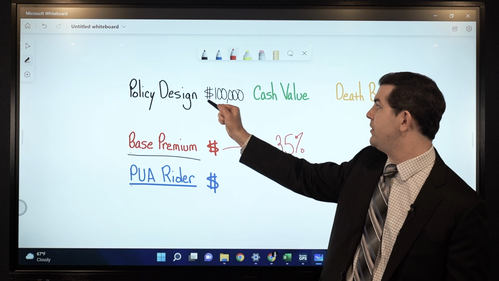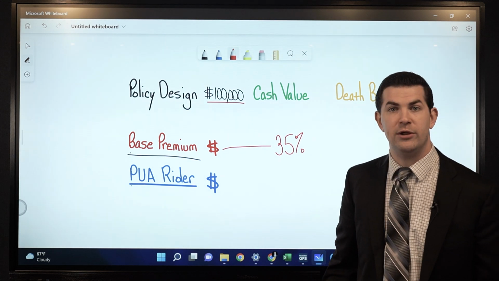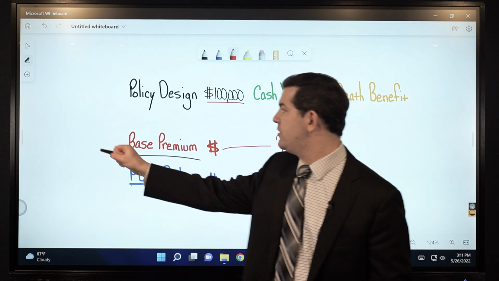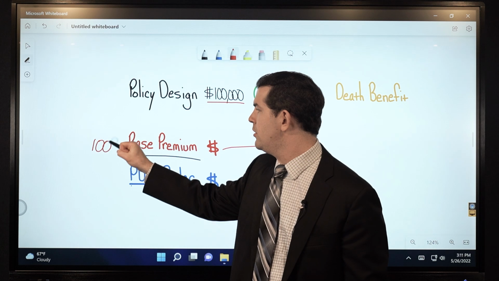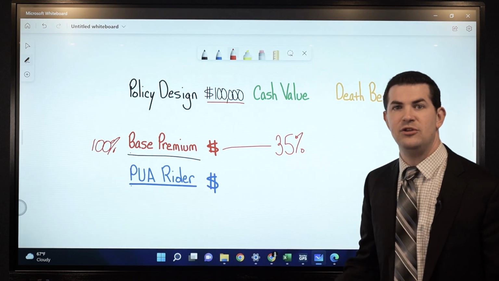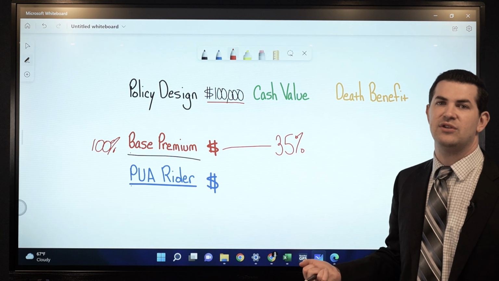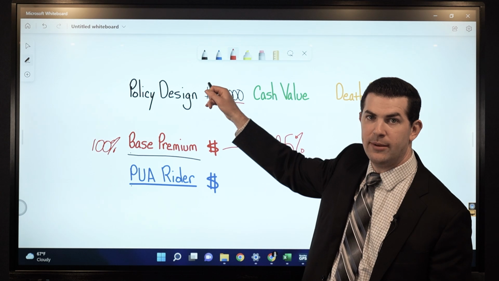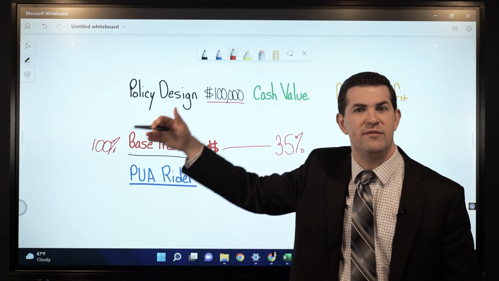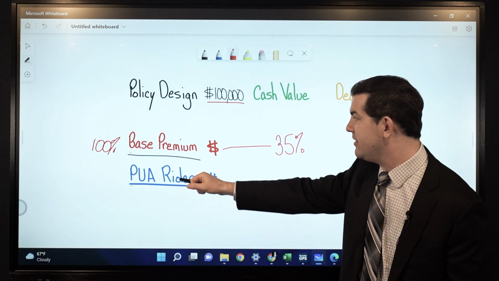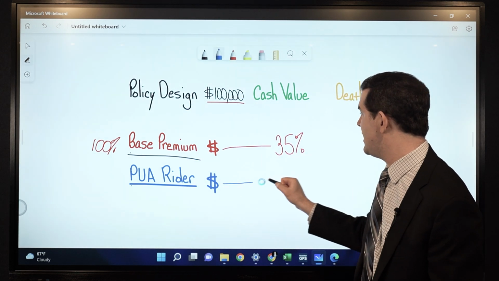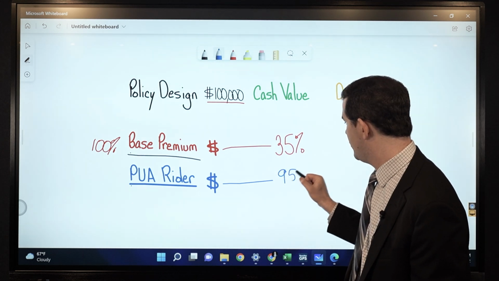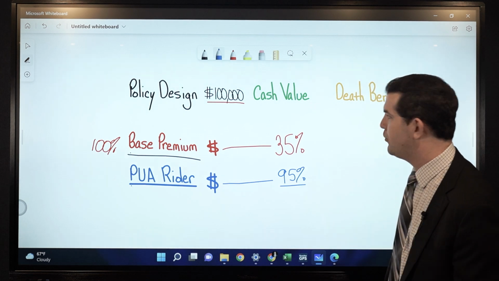So we're going to look at an example here. A nice round number of 100 grand per year going into a policy. If you have 100% of your payment going toward the base premium, you'll have approximately $35,000 in cash value right off the bat. Now, if you had 10% going toward premium, you'll have about $3,500 of the base premium show up in cash value, and then the other 90% is directed toward cash value PUAs. With this product, you get about 95% right off the bat, approximately.